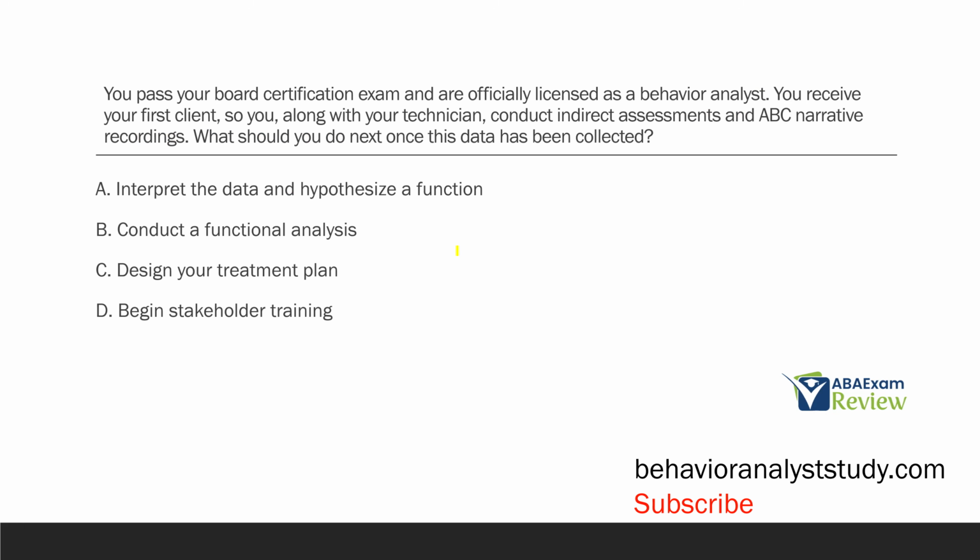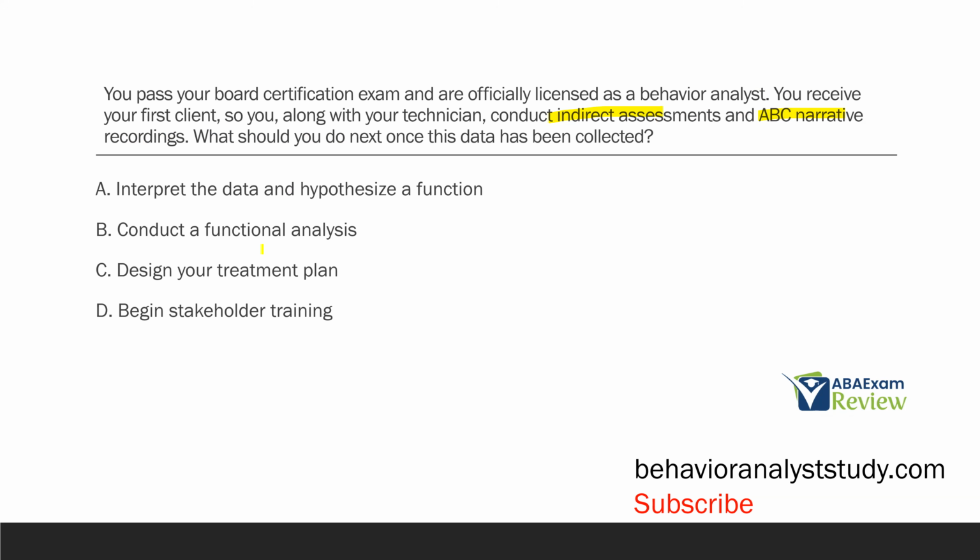You pass your board certification exam and are officially licensed as a behavior analyst. You receive your first client, so you, along with your technician, conduct indirect assessments and ABC narrative recordings. What should you do next once this data has been collected? We've got a task list item here, and this follows all of our descriptive assessments, our indirect assessments. Now we need to do something specific where we have done the indirect assessments, we've done the descriptive assessments. What follows that? Well, now we've got to do something with that data.